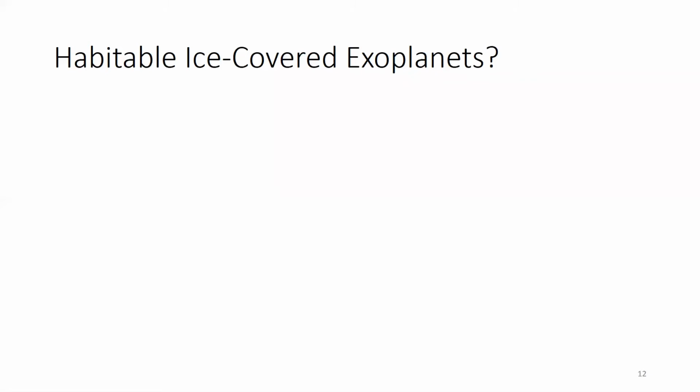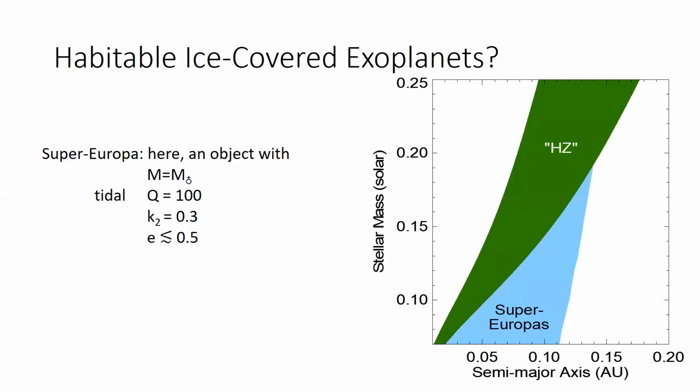So what about habitable ice covered exoplanets, or HICEPs? Could they exist? What's the prevalence of them? So this is a nice figure that Rory put together based on certain assumptions about the possible super Europas. Namely, these are super Europas that would be Earth mass and that have certain tidal parameters.